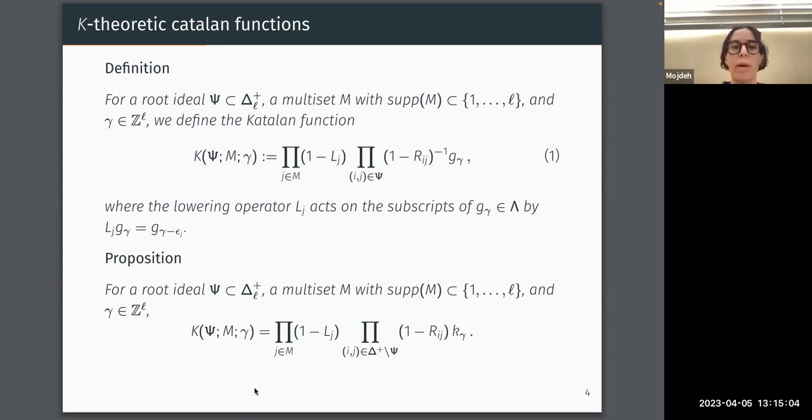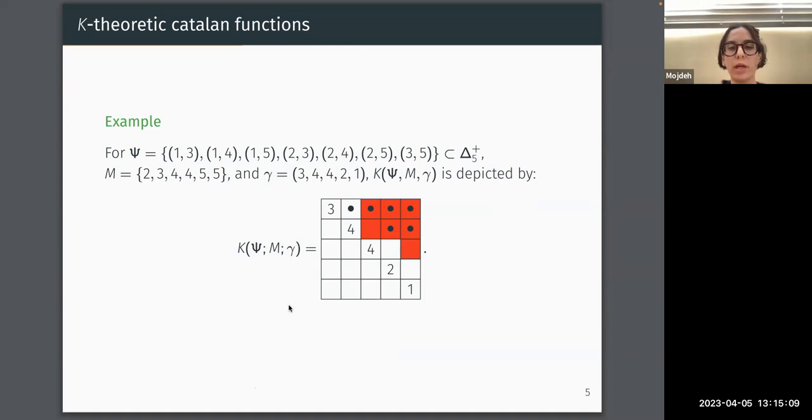I'm not going to talk anymore about raising and lowering operators. So this is an example of one of those depictions. I've taken psi to be this root ideal. M is as before from the previous example. And then I'm taking gamma to be 3, 4, 4, 2, 1. And this is how you would draw that picture. I'm using this equality here, even though, what does this picture even mean? But they're the same. They determine one another.